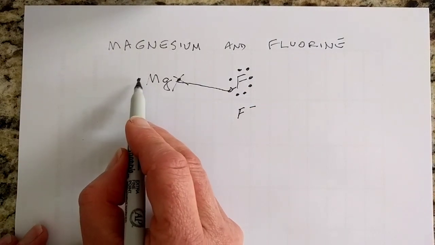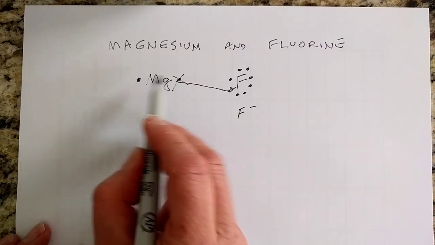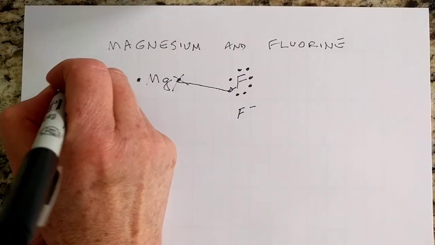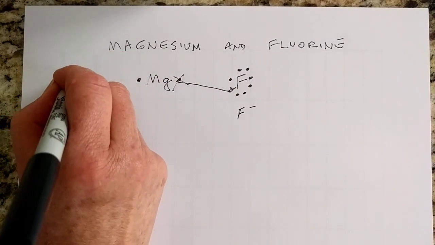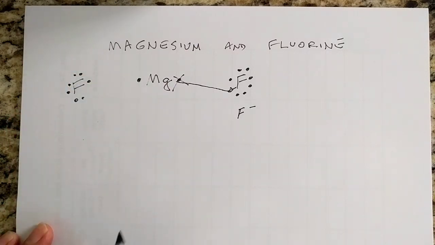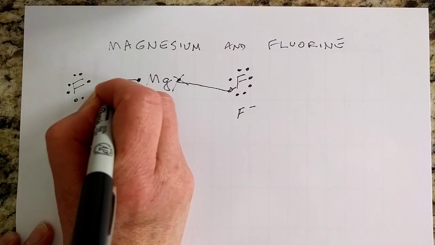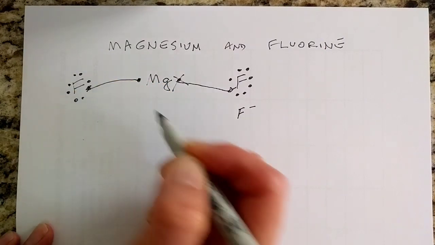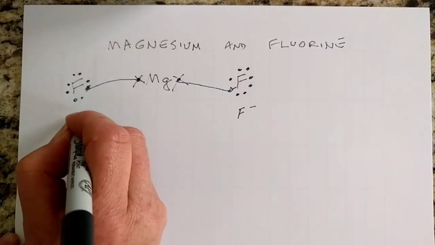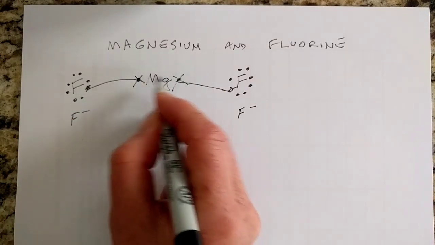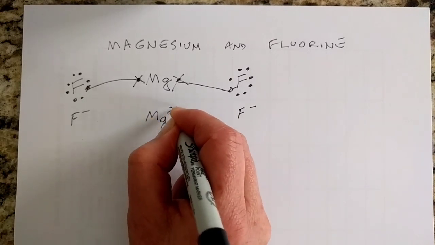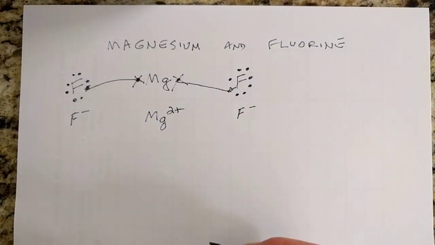Magnesium still needs to get rid of this electron because it wants to empty out both of its valence electrons. So what we're going to do is add another fluorine. We write our fluorine and put in its electron dot structure with our 7 electrons. And now this electron can be donated to this fluorine. This fluorine, after it gains an electron, is now F minus. Magnesium has lost 2 valence electrons. When you lose electrons, you become positive, and it's a 2+ for 2 electrons.